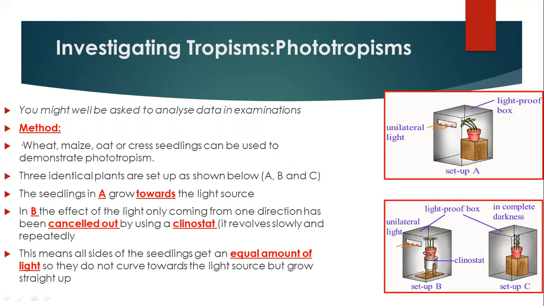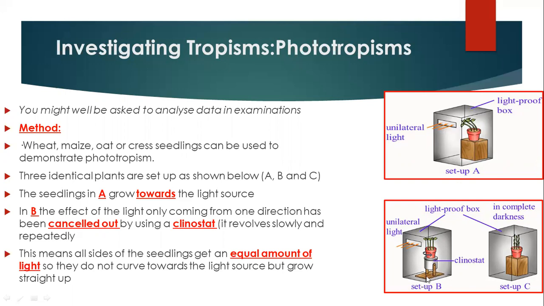Here we are using a growing plant. Wheat, maize, oat, cress seedlings can be used to demonstrate phototropism. Three identical plants. If you are using maize, use maize in A, B, and C, in the three situations. Seedling A is growing toward the light source. We have a dark, light-brown box, and it has a unilateral opening here. Unilateral means one side opening only.